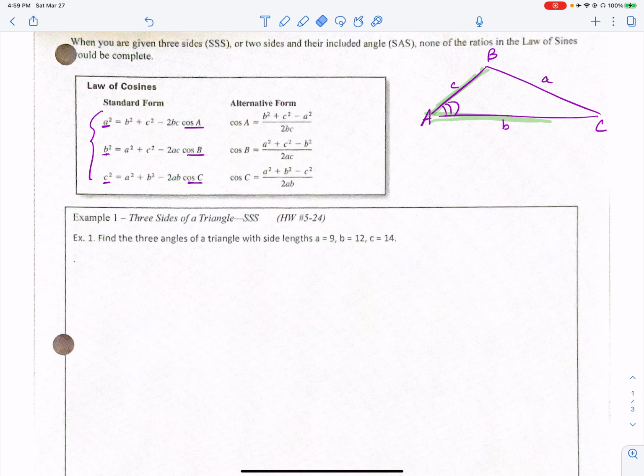And so when we are given the three sides, then we are going to be working with these alternate forms, which are basically just taking each of these and doing the algebra to solve for cosine of A, cosine of B, cosine of C. And then we can do the inverse cosine of the value to get the actual measure of the angle.